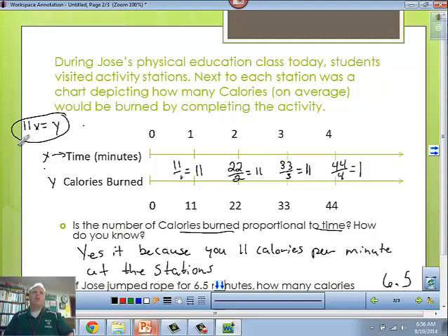We're going to talk more about what this is called later, but I just want you to understand that if we have something in common, then it's proportional. If we have nothing in common, it is not proportional.